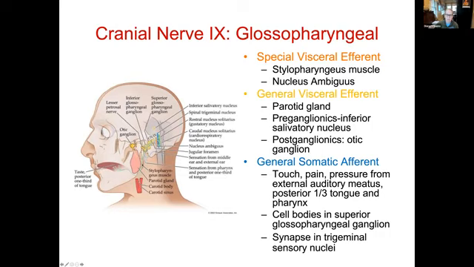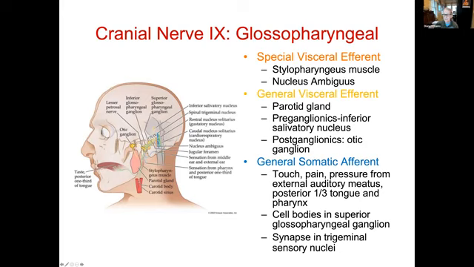Also running with cranial nerve 9, so those are two motor components of that nerve, there's also going to be sensory fibers running. So they're going to be bringing information using cranial nerve 9 back into the brainstem. And some of those fibers are carrying general somatic afferent, afferent meaning sensory information. And by general somatic, that means they're going to be carrying touch or pain or pressure.